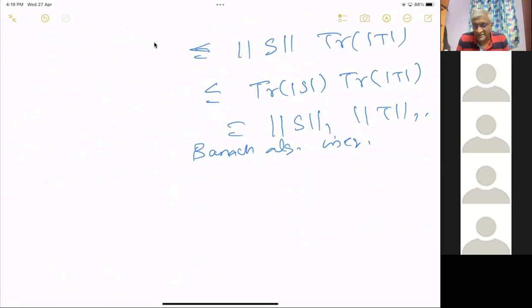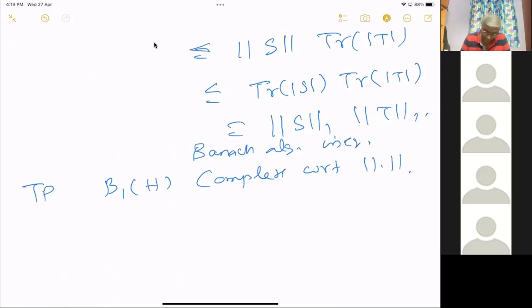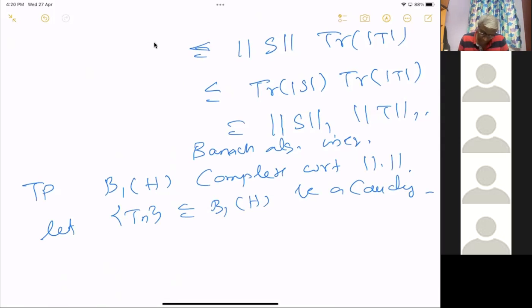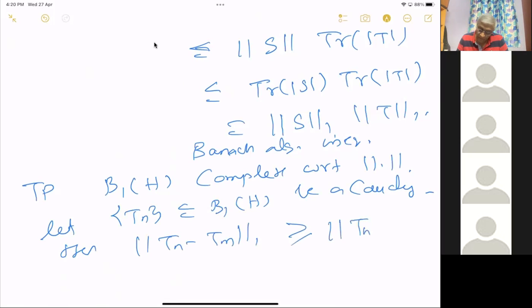Finally, we have to prove it's complete, that it's a Banach space. So to prove B1H is complete with respect to the norm, let Tn be a Cauchy sequence. Then we know that the norm of Tn minus Tm in norm 1 is greater than or equal to the operator norm.